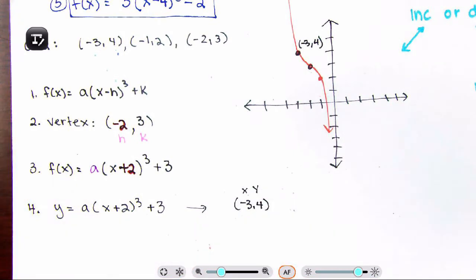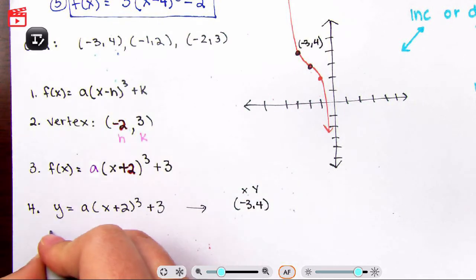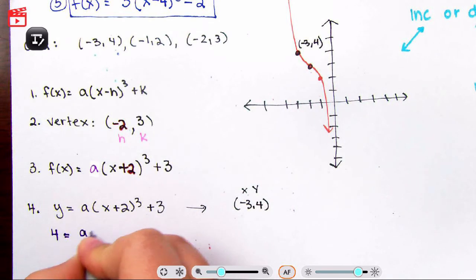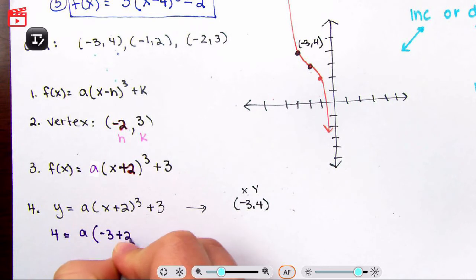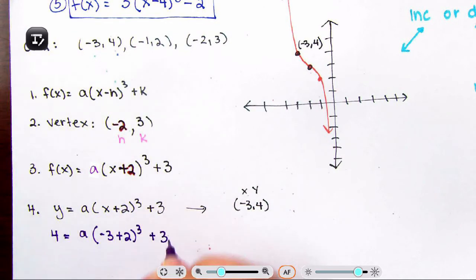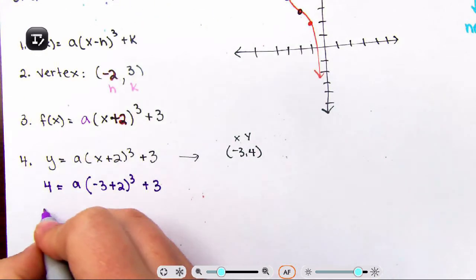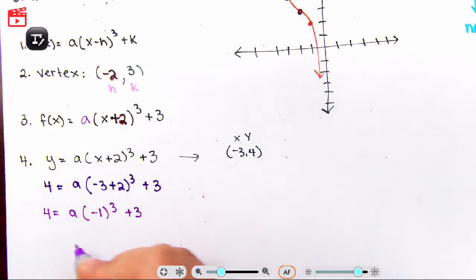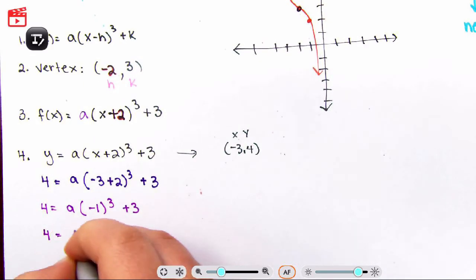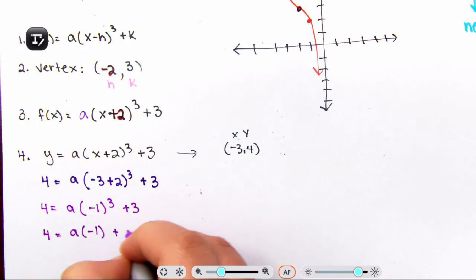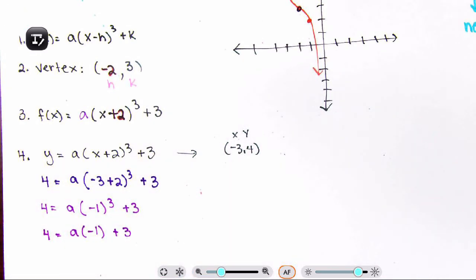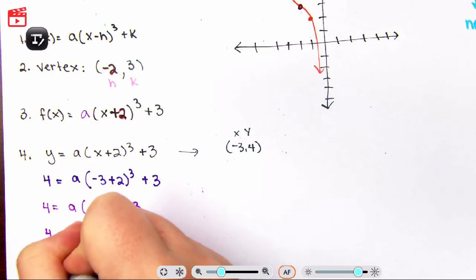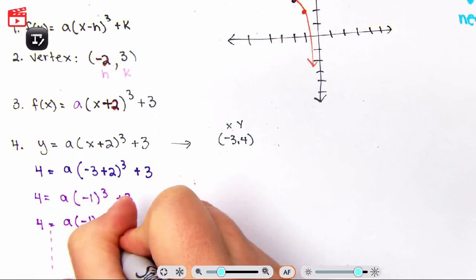Here's x, here's y. So that means I'm going to have 4 is equal to a times negative 3 plus 2 cubed plus 3. Let's simplify that. I have 4 is equal to a times negative 1 cubed plus 3. So that means I have 4 is equal to a times negative 1 plus 3. I'm going to subtract 3 from both sides, because we want to get a by itself.